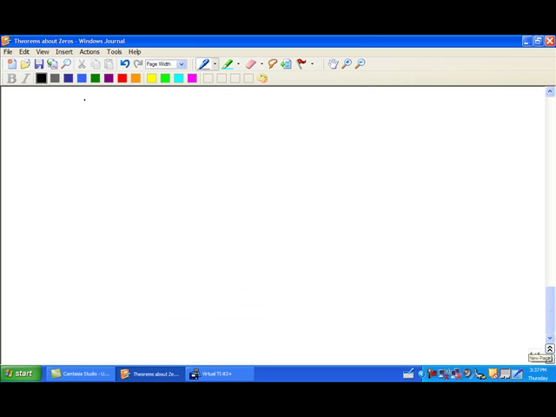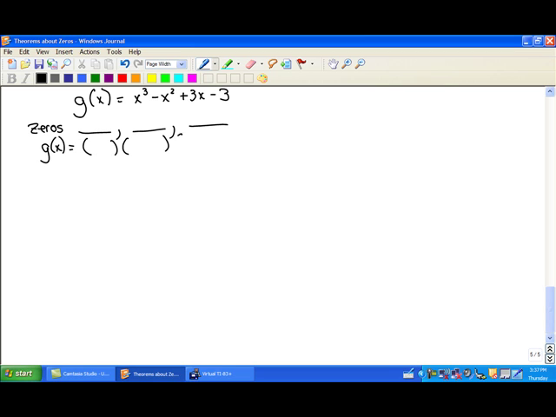Let's look at one that we could actually factor from the beginning. If we look at g of x is equal to x cubed minus x squared plus 3x minus 3, we realize that we are looking for 3 zeros. You're also going to be asked to see this in factored form. So underneath, I'm going to write my factored form.